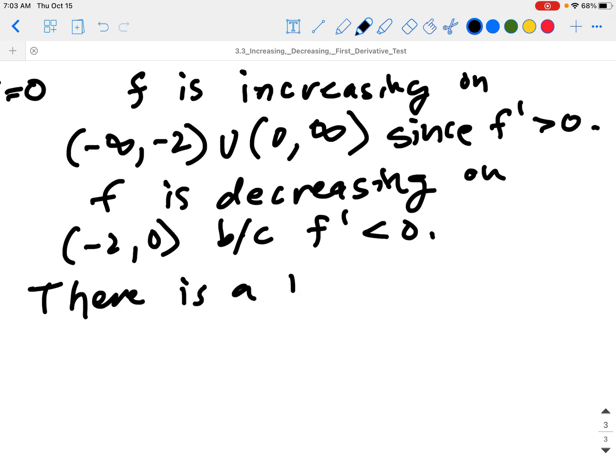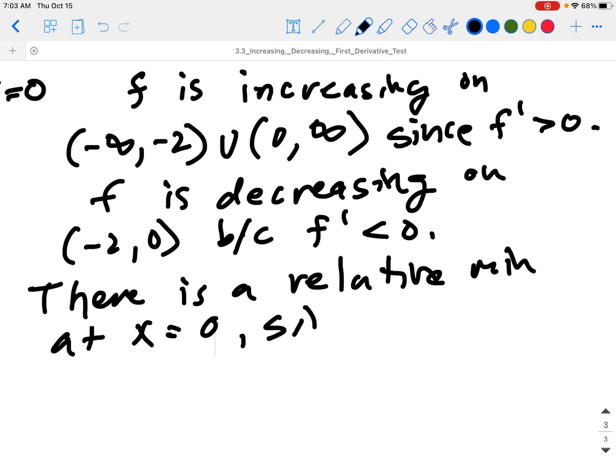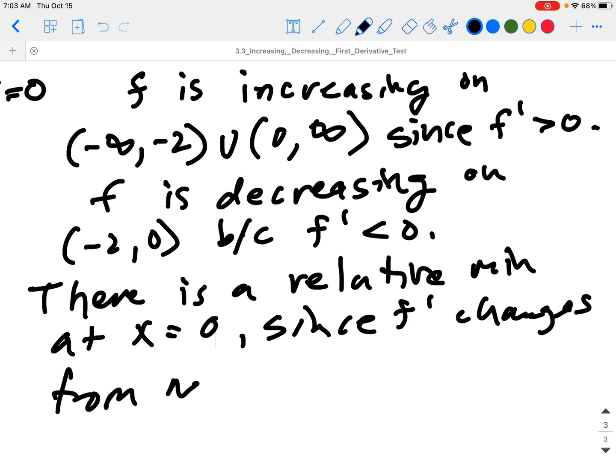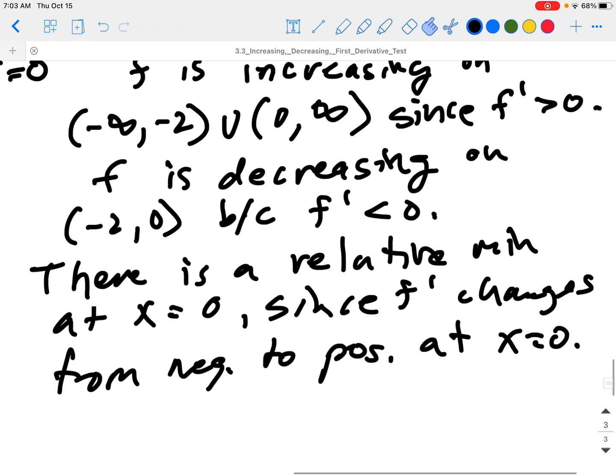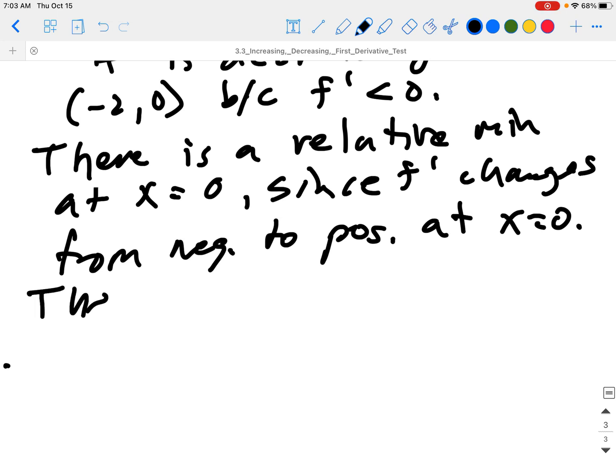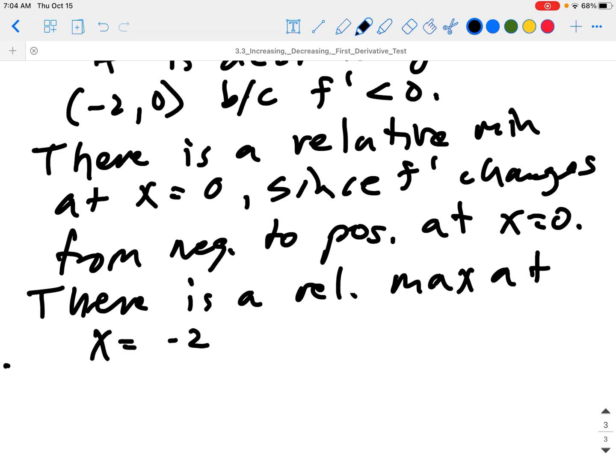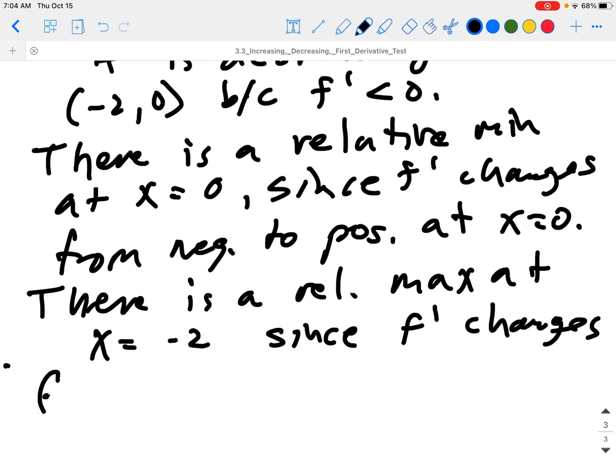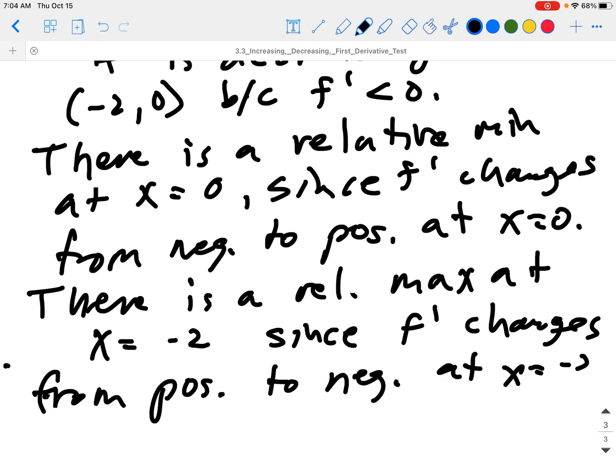And then there is a relative min at x equals 0, since f prime changes from negative to positive at x equals 0, and there is a relative maximum at x equals negative 2, since f prime changes from positive to negative at x equals negative 2.